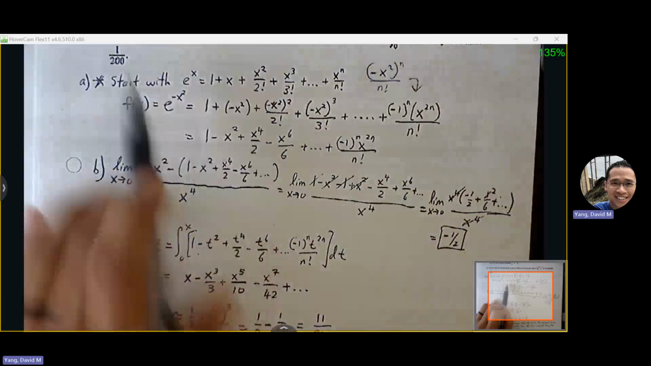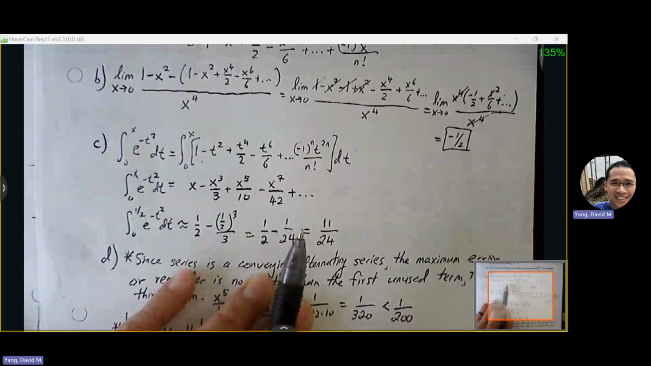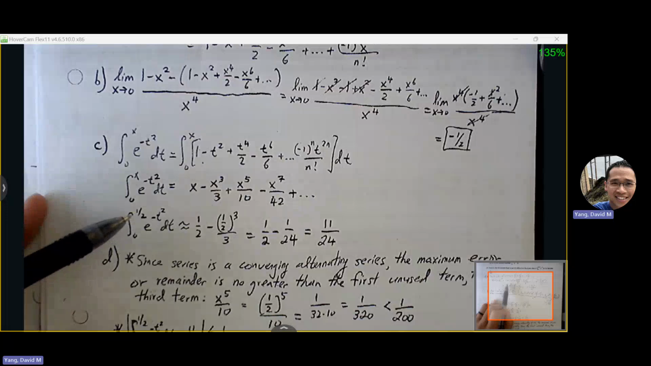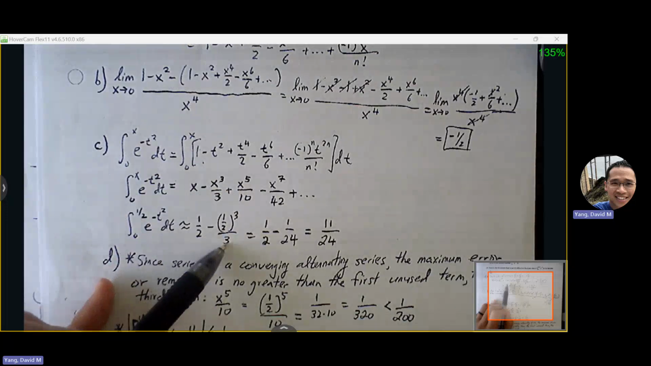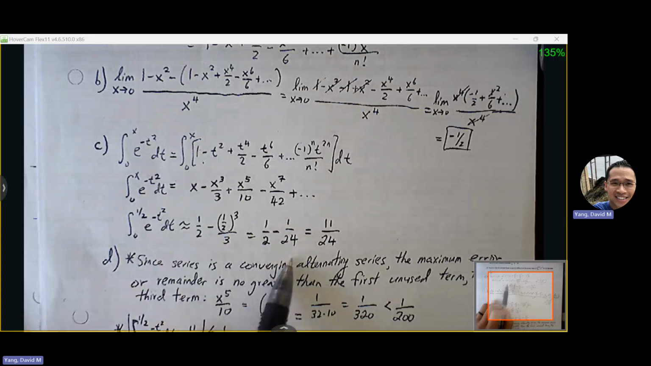And it says use the first two terms of your answer to estimate the integral from 0 to 1/2. So I just replace 1/2 into the first two terms. And my approximation is just 1/2 minus 1/24, which is 11 over 24.